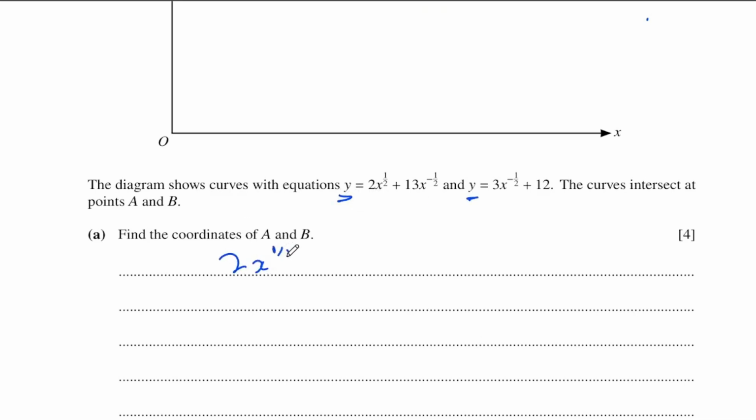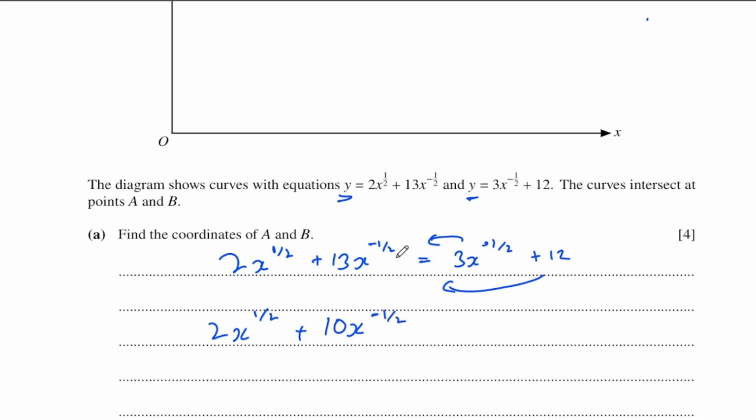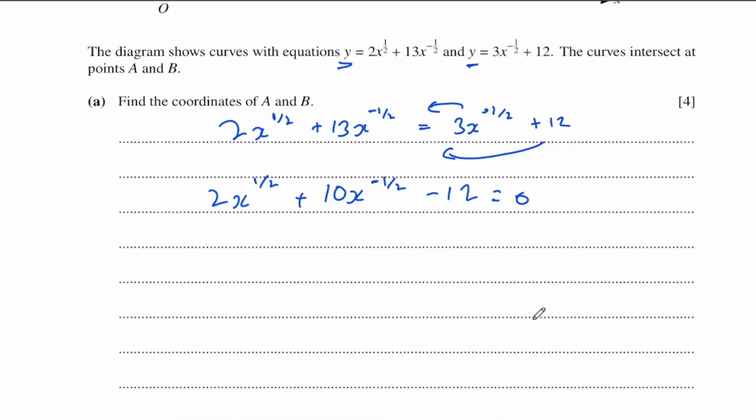So 2x to the power half plus 13x to the power negative half equals 3x to the power negative half plus 12. Yeah, and here you end up getting, just take this to the other side, take this to the other side, and you'll be getting 2x to the power half plus 10x to the power negative half, right? 13x to the power negative half minus 3x to the power negative half minus 12 equals 0. And here what we can do is we can write these in terms of square roots to make it easier to understand. So 2 root x plus 10 over root x minus 12 equals 0.